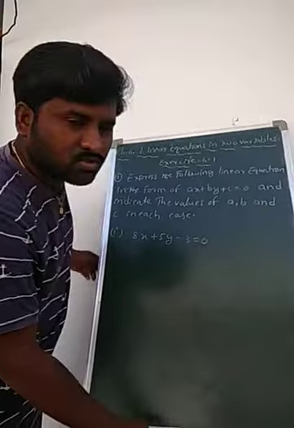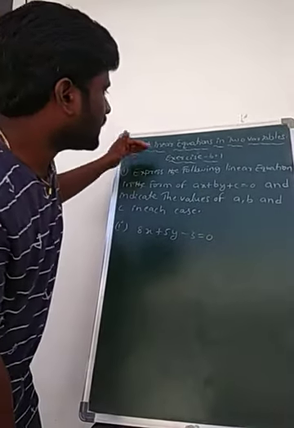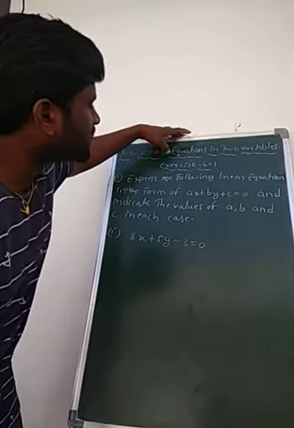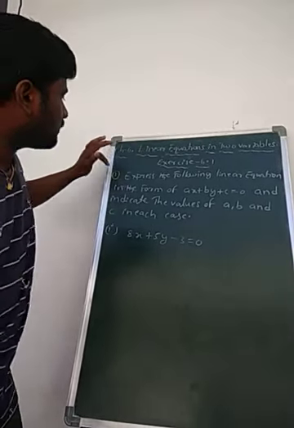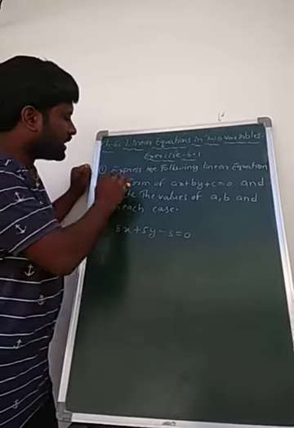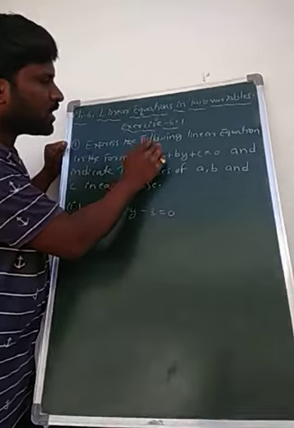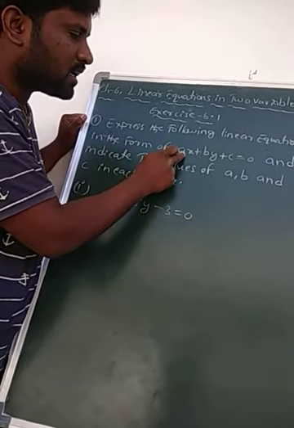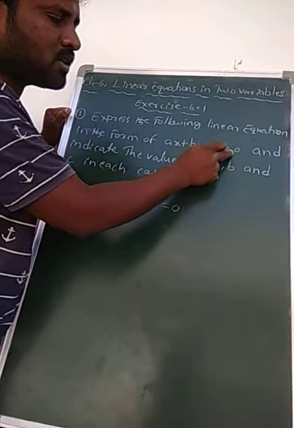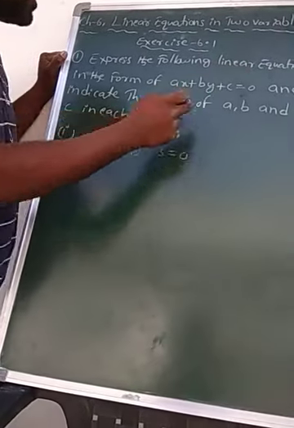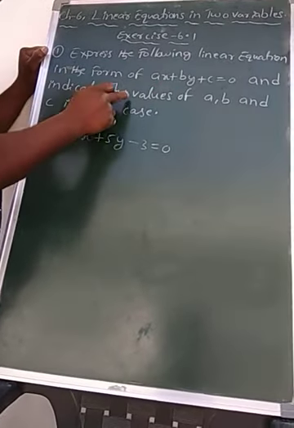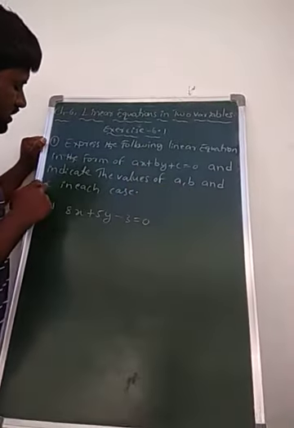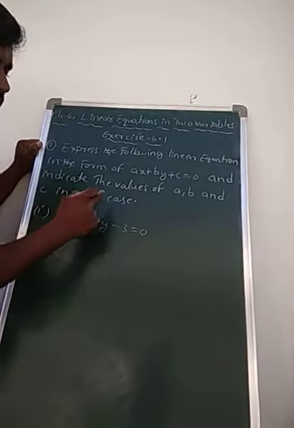In the previous class we discussed the introduction of linear equations in two variables. Now we are entering exercise 6.1. The first question is given: express the following linear equation in the form ax plus by plus c is equal to 0 and indicate the values of a, b and c in each case.